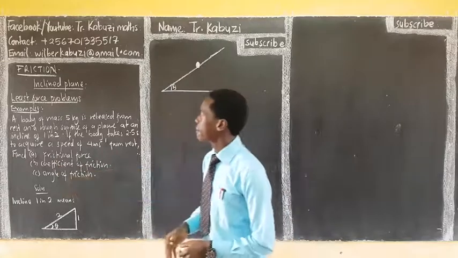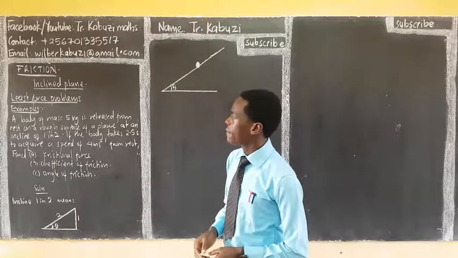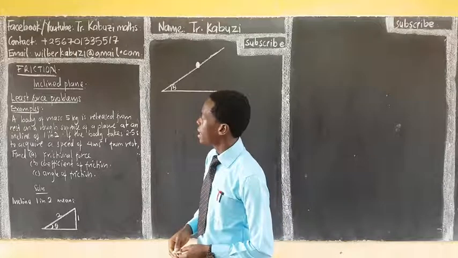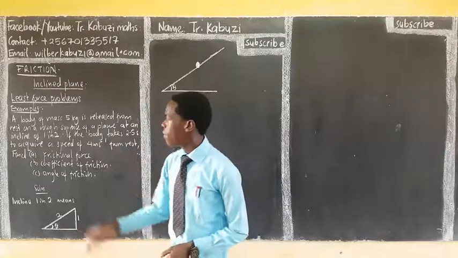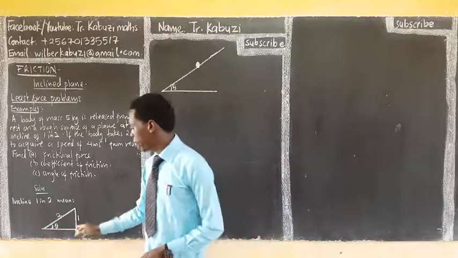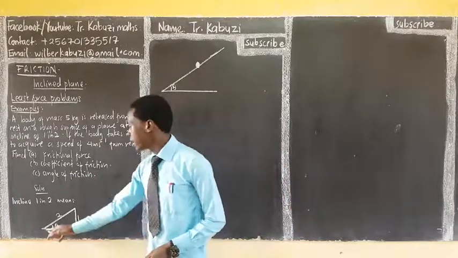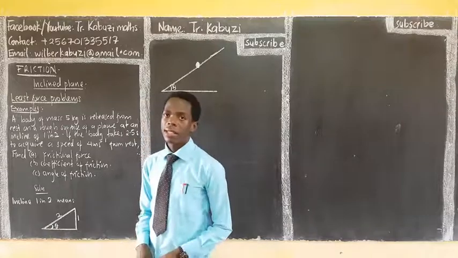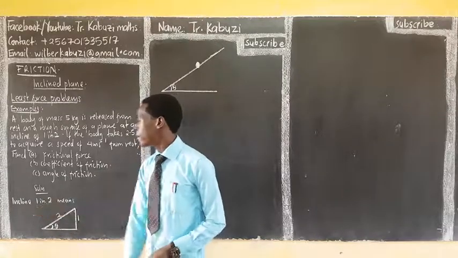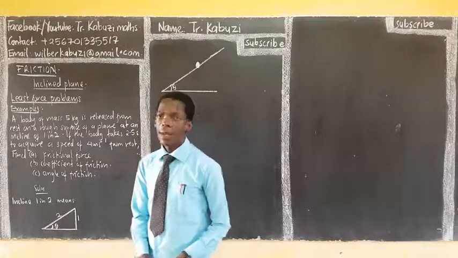A body of mass 5 kg is released from rest on a rough surface of a plane at an incline of 1 in 2. Incline 1 in 2 means that for every 1 unit increase in the height, there are 2 units increase in the slope, this slope here. In simple terms, this one is going to be the opposite, this one is going to be the hypotenuse.